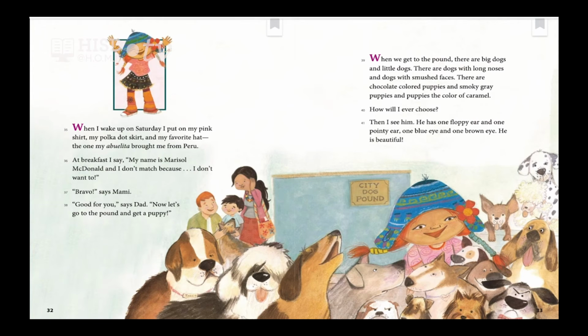When we get to the pound, there are big dogs and little dogs. There are dogs with long noses and dogs with smushed faces. There are chocolate colored puppies and smoke gray puppies and puppies the color of caramel. How will I ever choose? Then I see him. He has one floppy ear and one pointy ear, one blue eye and one brown eye. He is beautiful.